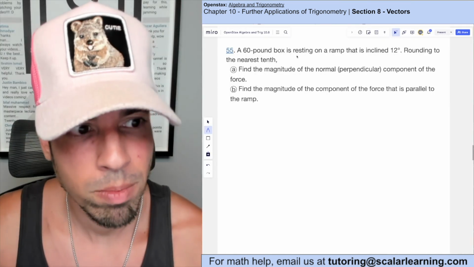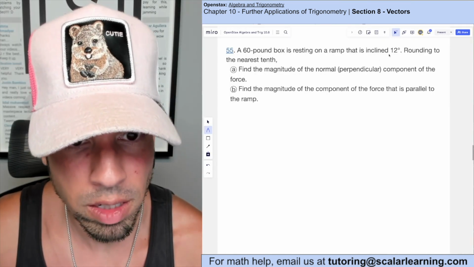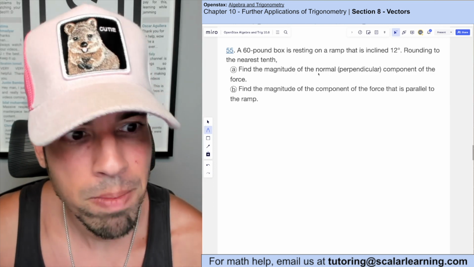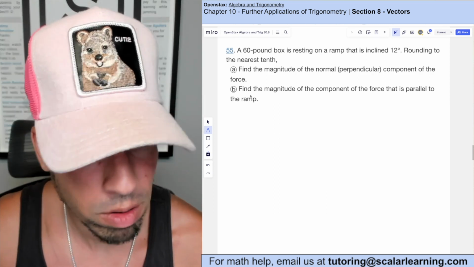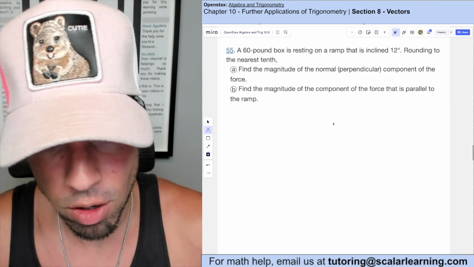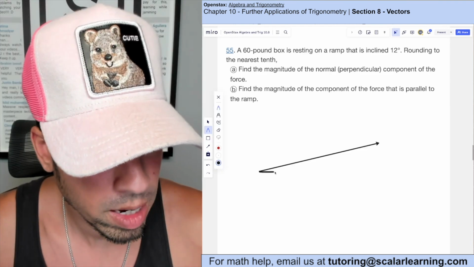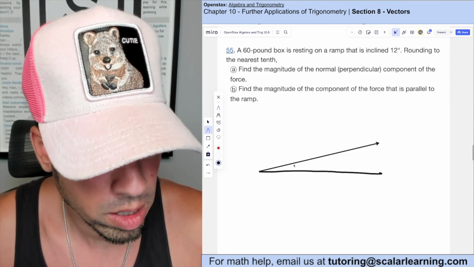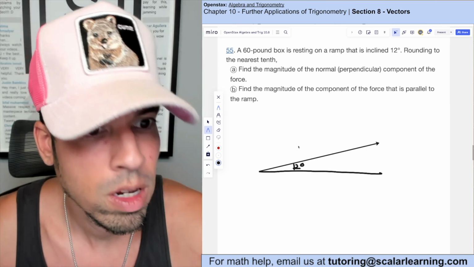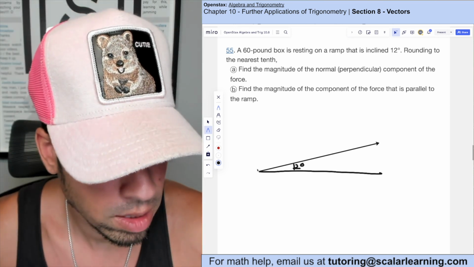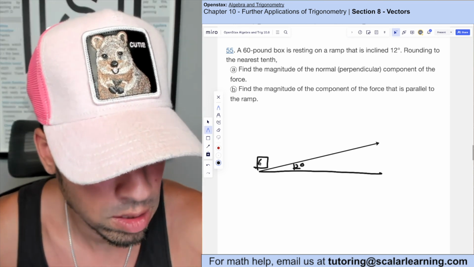Done. A 60-pound box is resting on a ramp that is inclined at 12 degrees. Find the magnitude of the normal perpendicular component of the force. Before we do that, let me draw out a little diagram. We're talking about a ramp that, if we look straight at the ground, has an incline of 12 degrees. And then we have a box that is resting here that is 60 pounds.